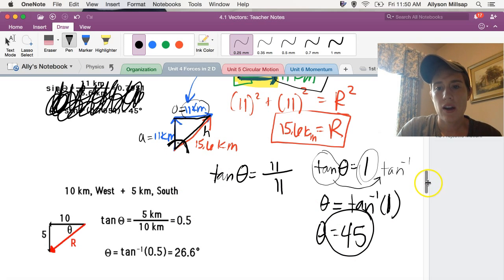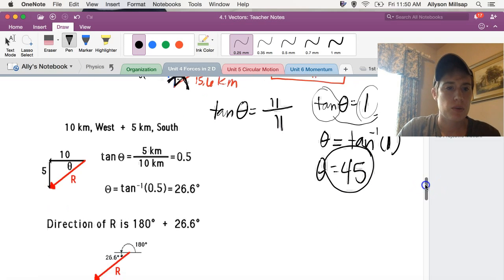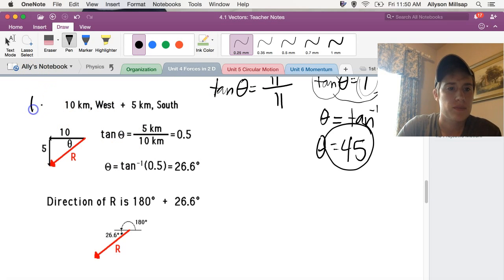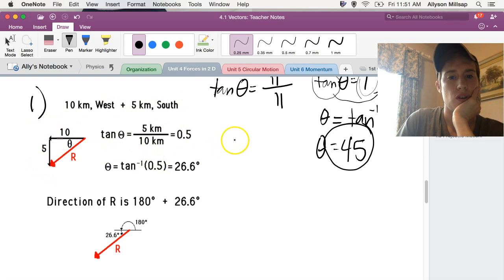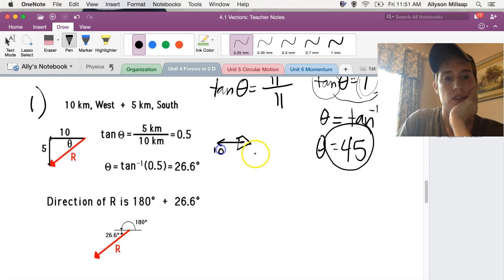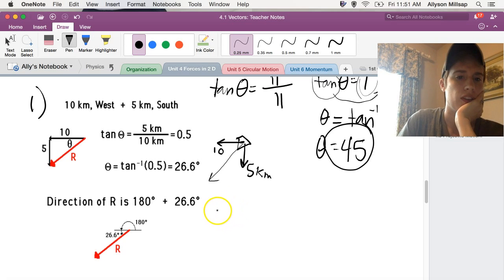So now let's try another practice problem. Let's try this one here. You push a box 10 kilometers west and 5 kilometers south. Okay, so if I was to draw my free body diagram, I'm going 10 kilometers this way and 5 kilometers this way. I'm looking for this resultant vector, and I'm looking for the angle.